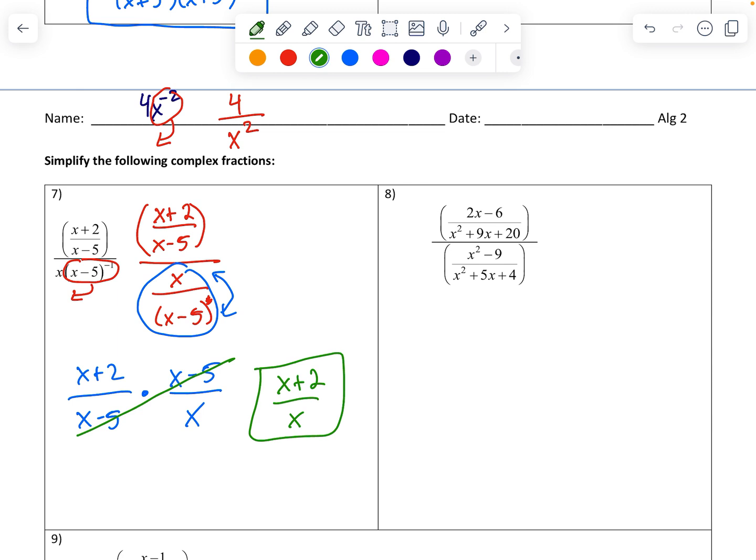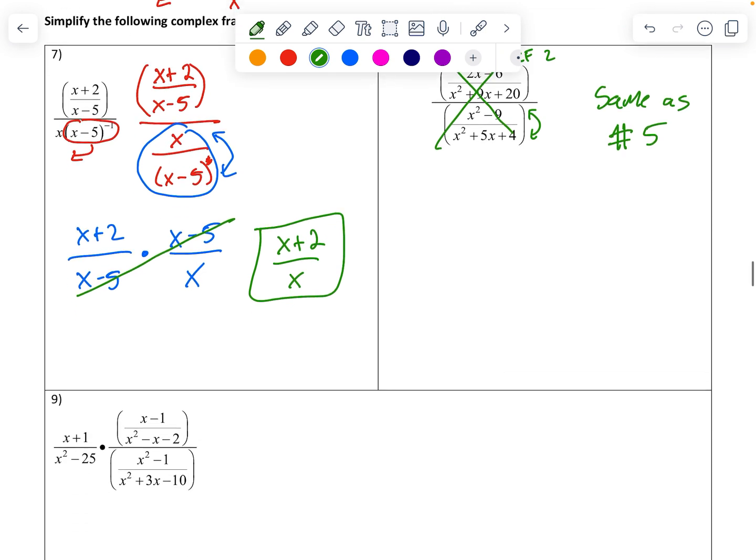All right, I would recommend you try number 8 before watching it, because I bet you could do it. So I know I'm going to flip this over, but as I do that, I want to factor. So on the top, I see a GCF of 2. So I'm going to take out a, we already did this problem. This problem was number 5 on the other page. So this is the same as number 5. So that was a mistake that I made, but I already printed our notes. So we're just going to skip that problem. So let's go down to number 9.